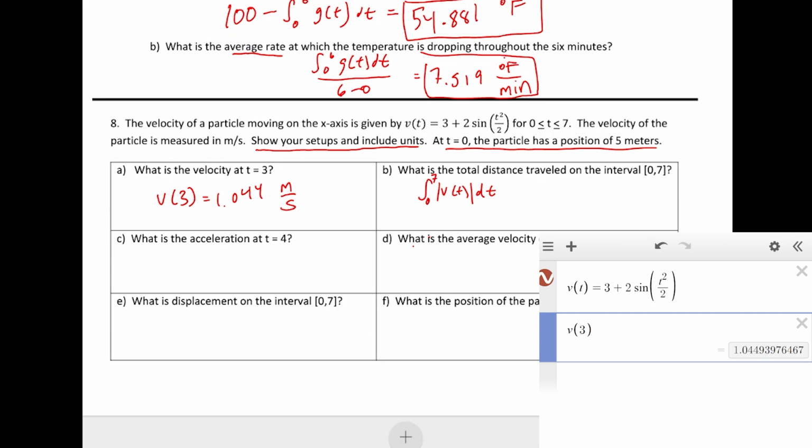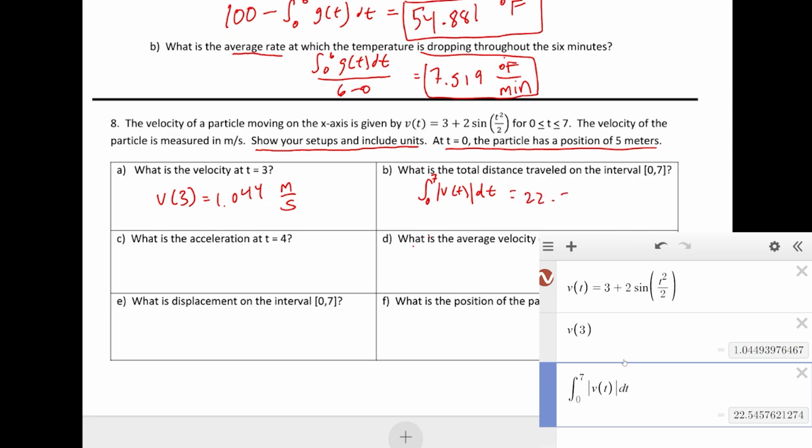So this is something that we can just type in, just like that. The integral from 0 to 7 of the absolute value of the velocity function dt, which means with respect to t, is 22.545 meters.